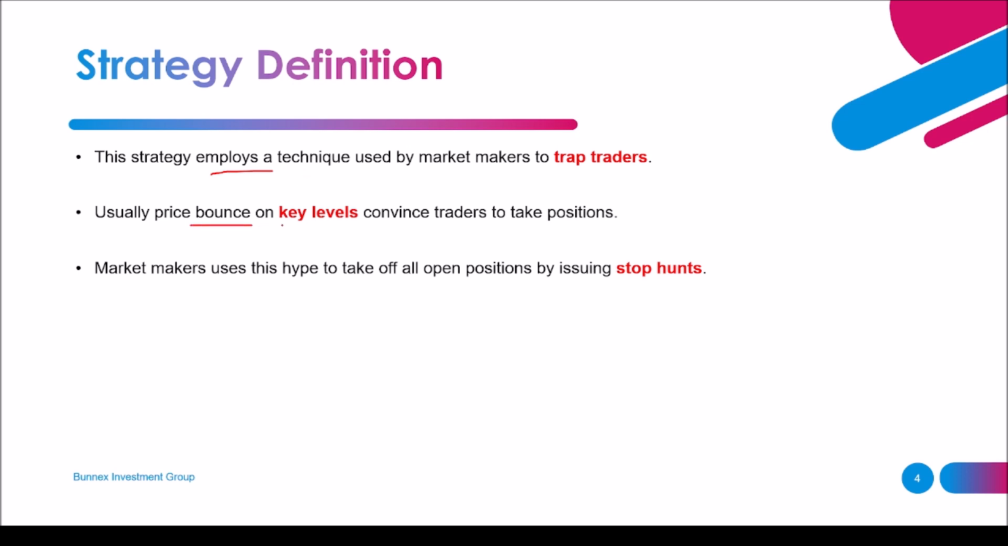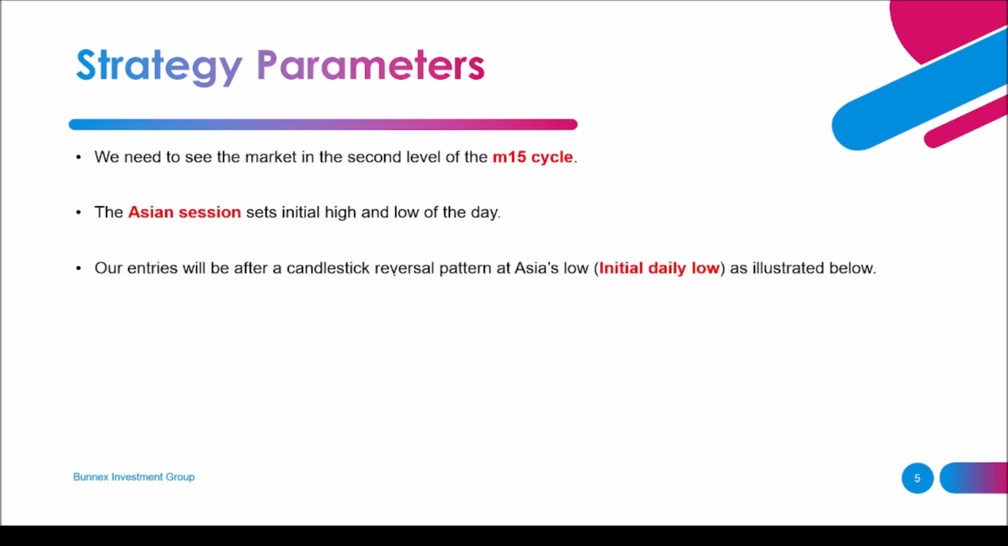Usually price bounces on key levels. Key levels are a very common topic in the traditional way of trading. So almost everyone looks to sell at resistances and looks to buy at support points. So these key levels are points that convince traders to take positions. Market makers use this hype to take out all open positions by issuing stop hunts. The stop hunts are funny. If you see them on the markets, you actually learn how this is going to come.